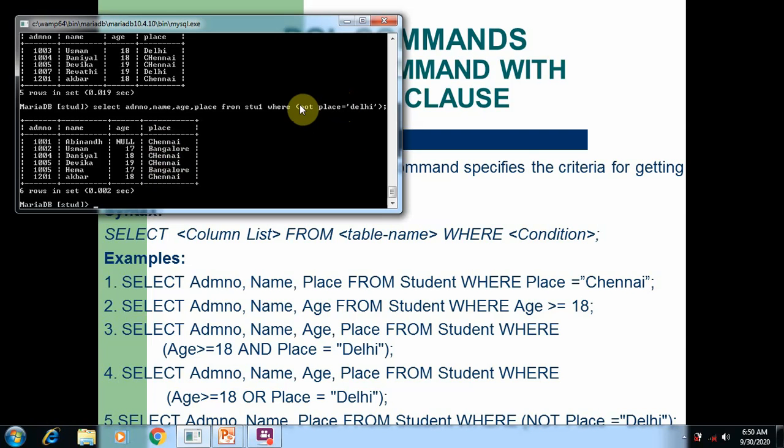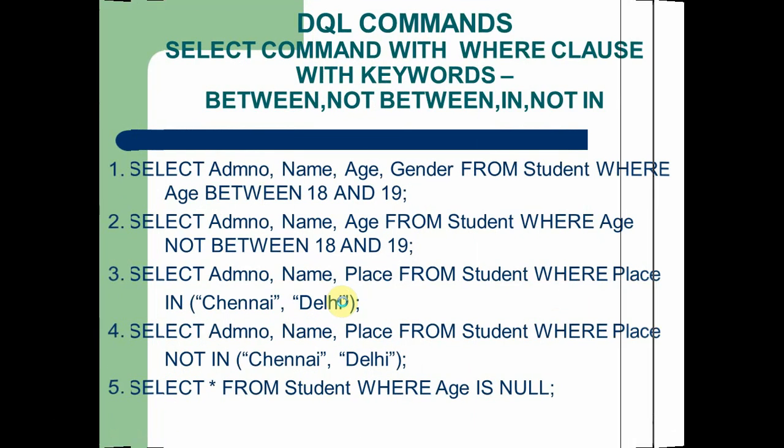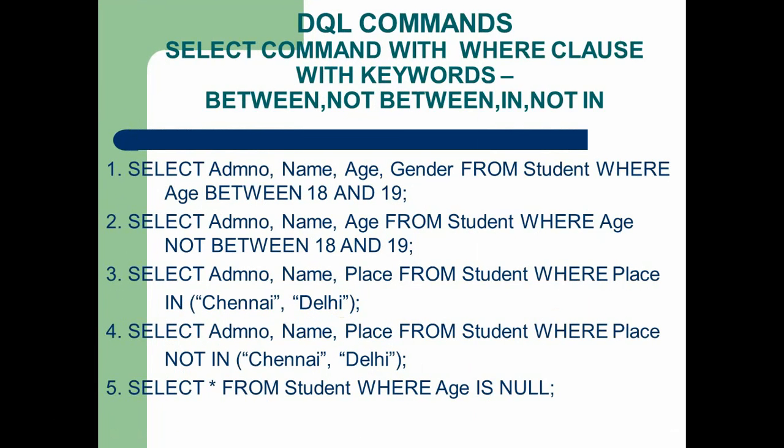So these are the three logical operators. Number one AND, number two OR, number three NOT operator, which can be used with the where clause. Now we are going to discuss the other keywords with where clauses. Here you can see the keywords between, not between, in, not in, which we can use in the where clause for giving conditions to the particular table.